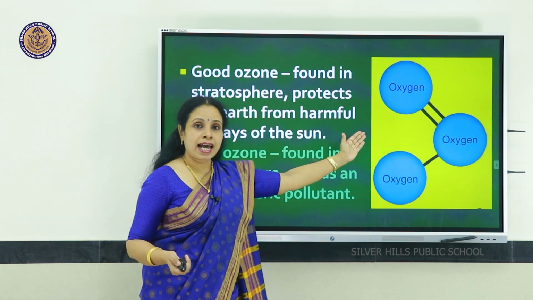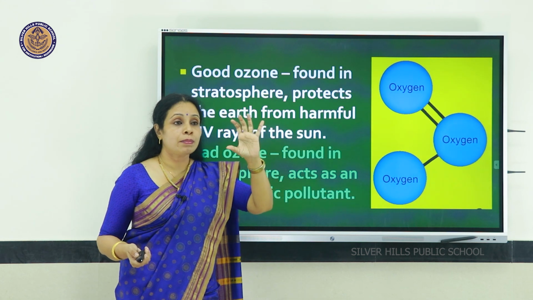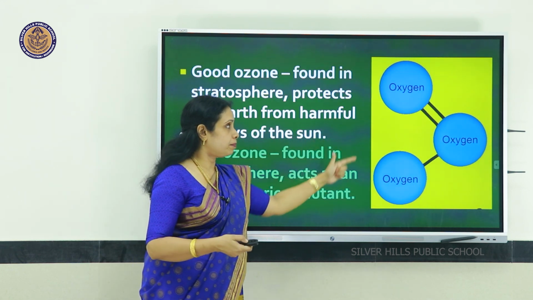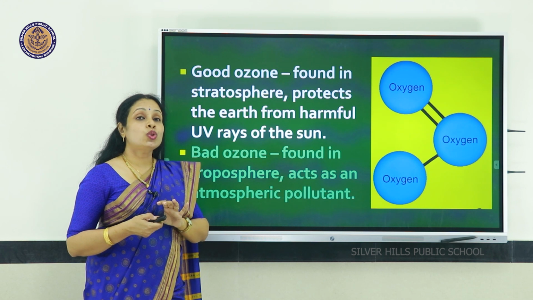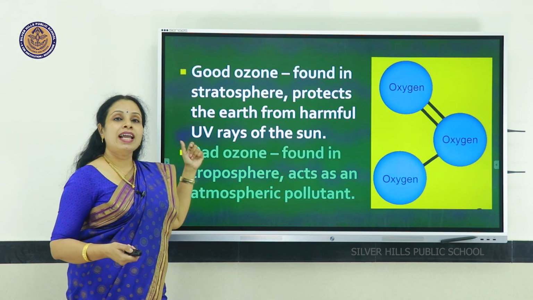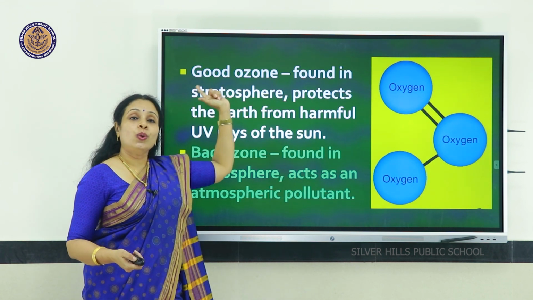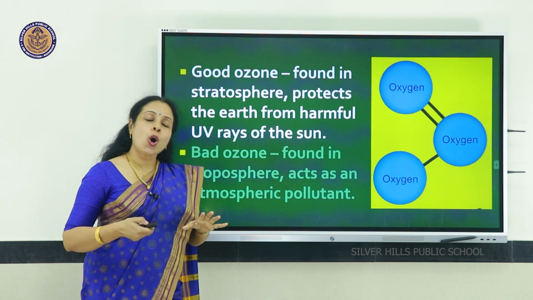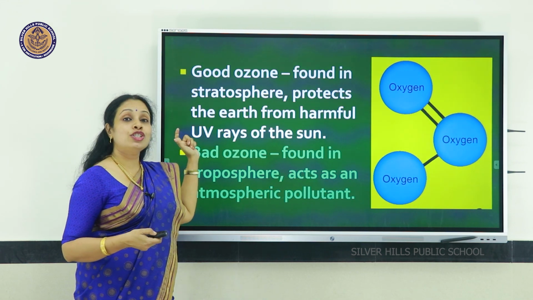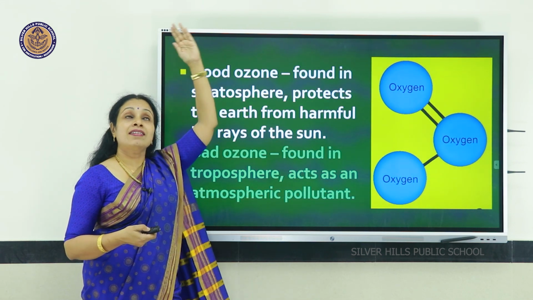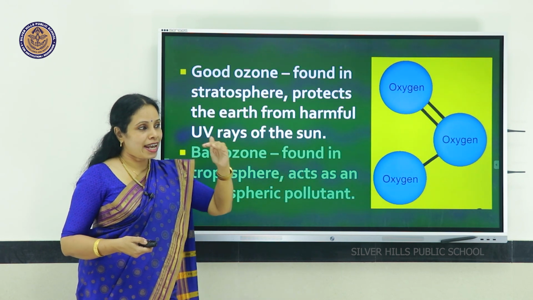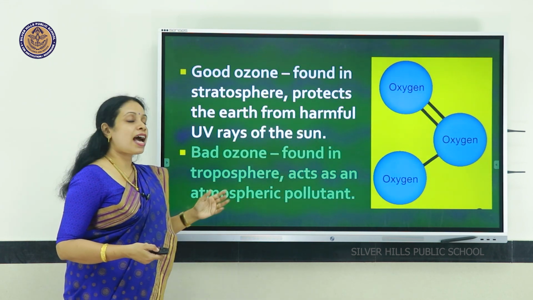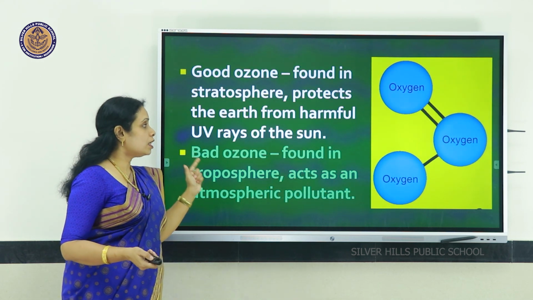And ozone looks like that, O3. It's made by the union of a molecule of oxygen with an atom of oxygen. And we can classify ozone into 2 types, good ozone and bad ozone. Good ozone is the ozone found in the stratosphere. Just now we discussed, it is protecting all living beings on earth from the dangerous UV rays of the sun. When it is there, well and fine. But if it comes to the next lower level, the troposphere, then the same ozone will act as an atmospheric pollutant. So that is called the bad ozone.